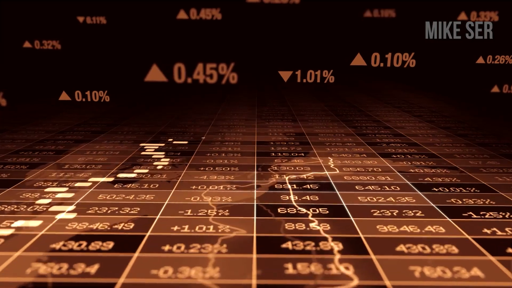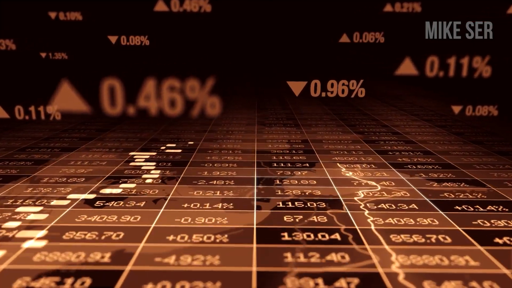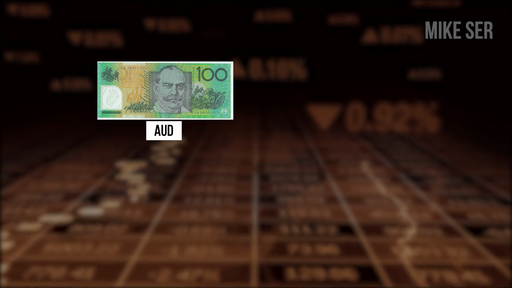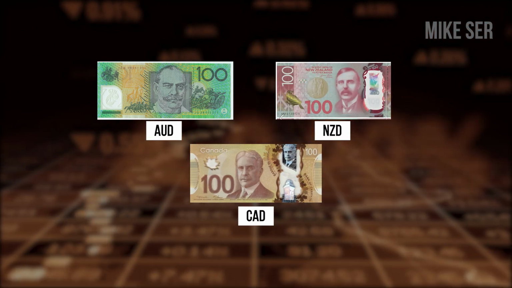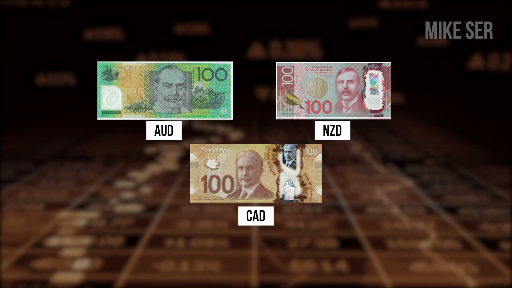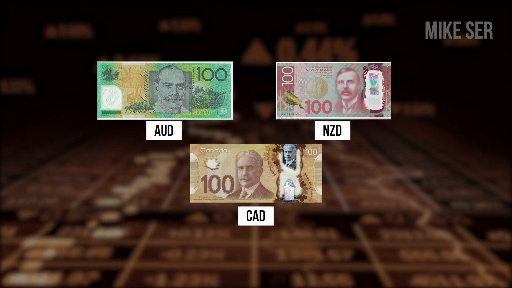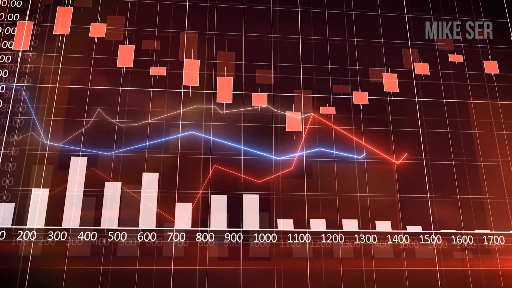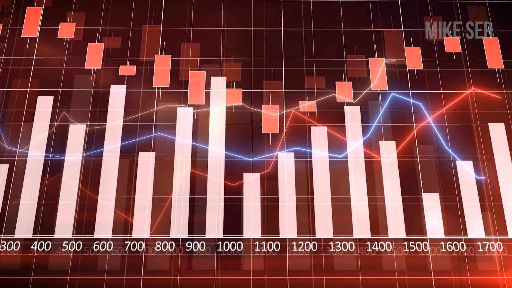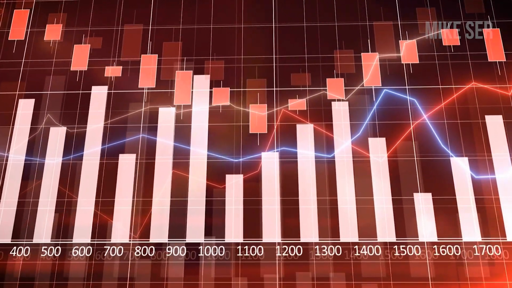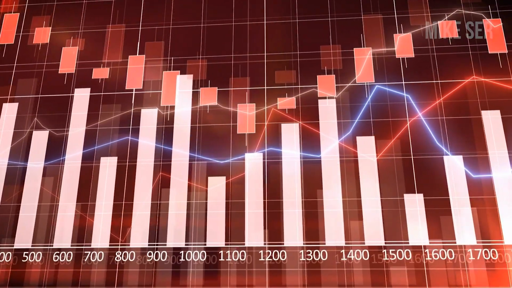Specifically in the Forex market, commodity currencies such as the Australian dollar, New Zealand dollar, and Canadian dollar will appreciate in value because these three countries have large amounts of commodity reserves. Now, these three currencies are highly correlated to changes in commodity prices since the countries produce and export various commodities.